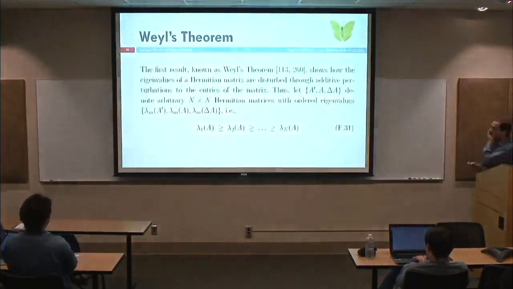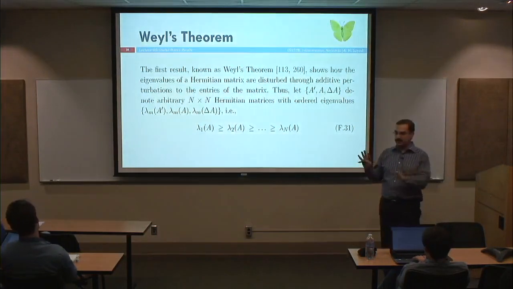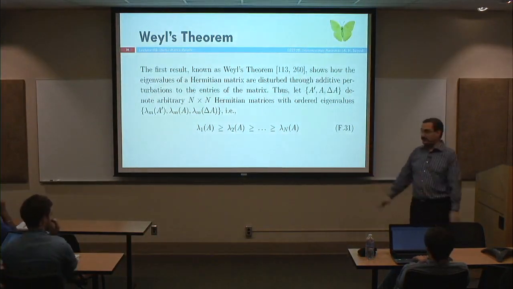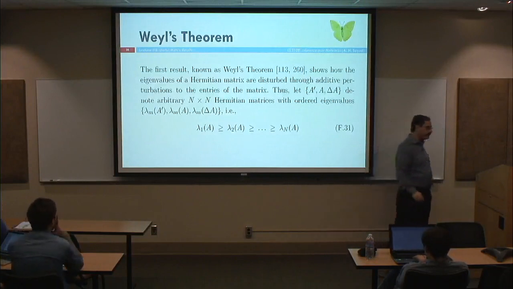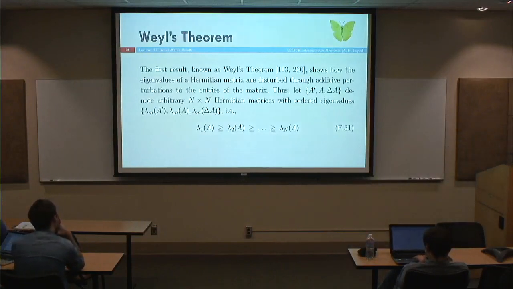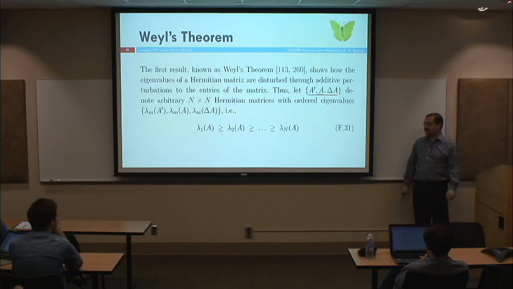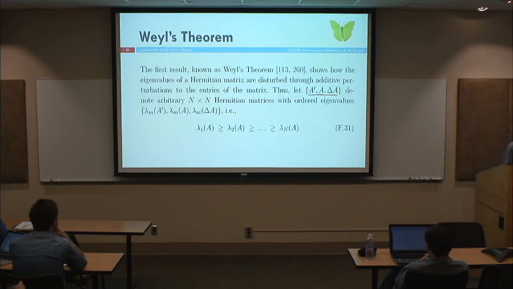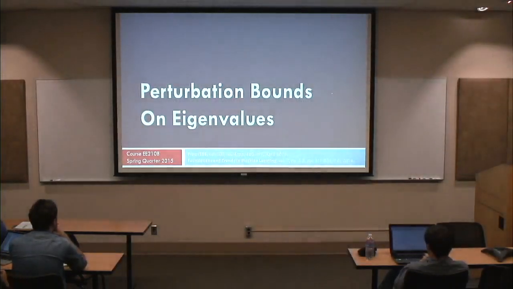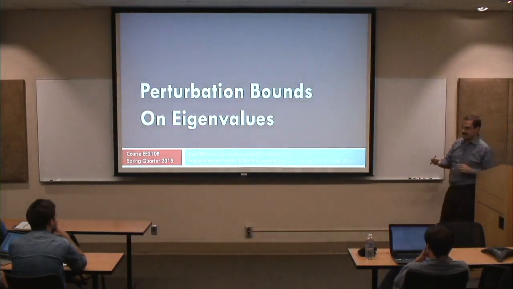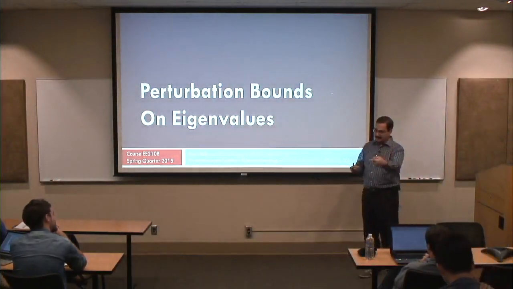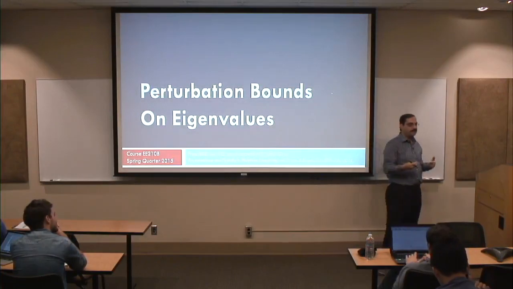A few other things. I'm just mentioning these results so that you know they are there, and when you need them, you can come back and use them. These are two useful theorems that I will be using. Weyl's theorem deals with the following. Assume I have Hermitian matrices A, A prime, and delta A. A is Hermitian, you perturb it by delta A, you get A prime. How are the eigenvalues related to each other? Remember, this is the title of this section. If I perturb the entries of a matrix, how are the new eigenvalues related to the old eigenvalues? This is a difficult question to answer in general.